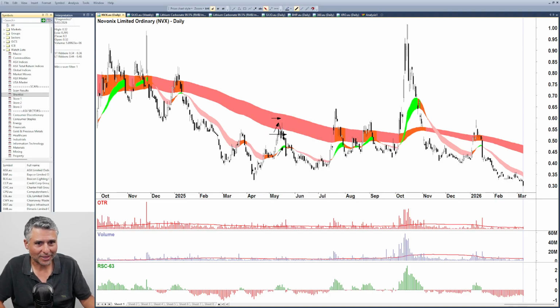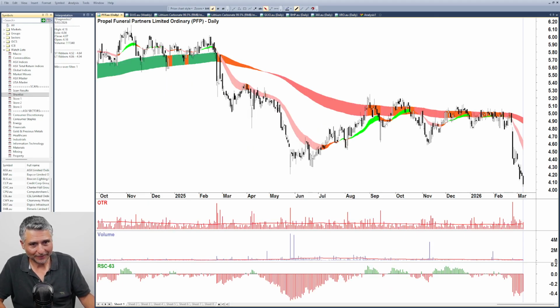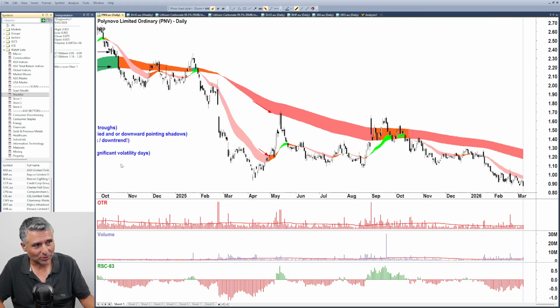Novonics, look, I probably should put it in, but it's just so slow. PFP, my gosh, it's supposed to be a defensive stock. That's unraveling. Oh, that looks pretty bad as well. Oh, that should really go in. You can see how tough this is.